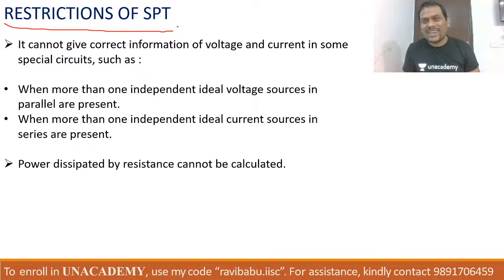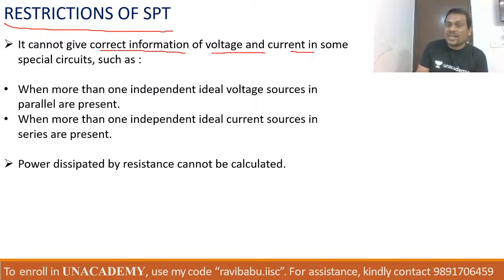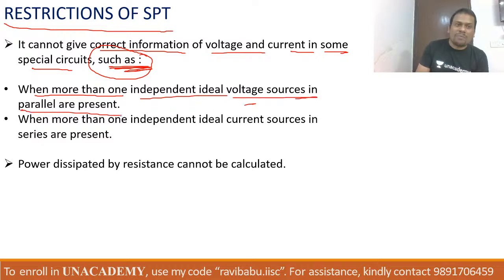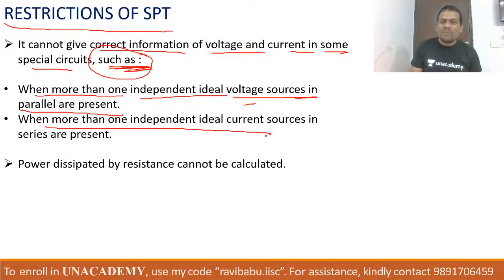What are the restrictions? I told you beta. First restriction, if we have only a single source in the network, we cannot apply it. If it is non-linear, we cannot apply it. One more thing is there. See beta, it cannot give correct information for voltage and current in some special circuits. This is the most important point, beta: when more than one independent ideal voltage source is present in parallel. Why? I will tell you. Similarly, when more than one independent current source is present in series.